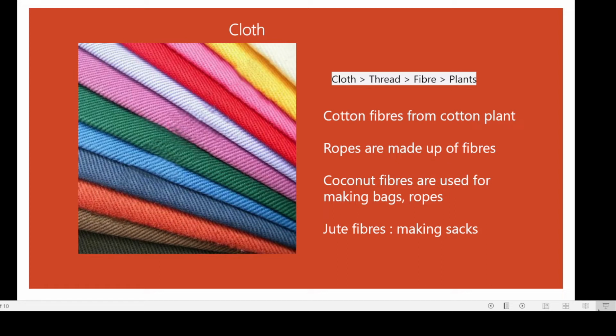Clothes are made up of threads, and threads are made up of fibers. And where do these fibers come from? These fibers come from plants. Cotton fibers come from cotton plants. Ropes are made up of fibers. Coconut fibers are used for making bags and ropes. Jute fibers are used for making sacks.